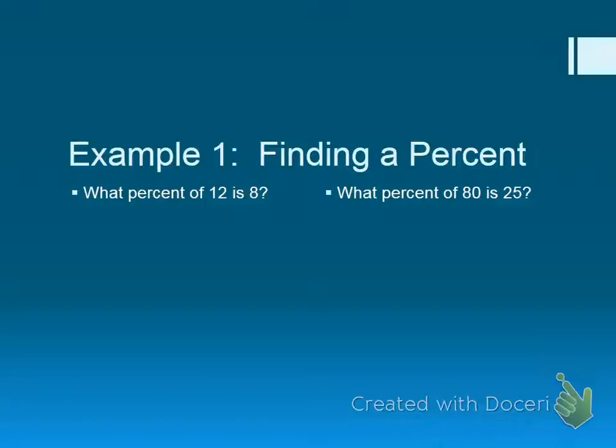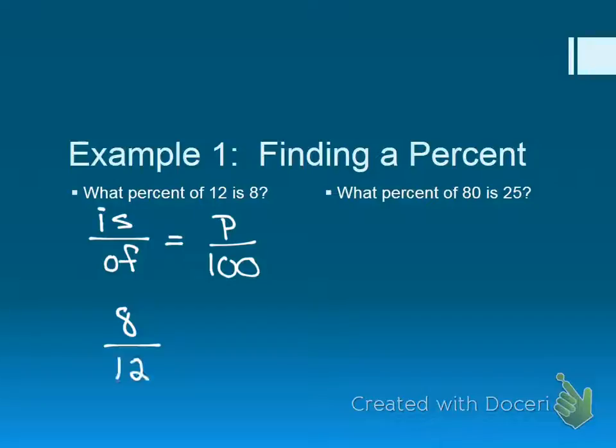So now let's look at example 1, finding percent. The question says, what percent of 12 is 8? So the very first thing I do is not to rewrite the question, it's to write the original formula. Is over of equals P over 100. And now I'm going to go back to the question and figure out which value is my is value. And which one do you think it is? 8. Okay, 8 is my is, and what is my of? 12. Equals P over 100.